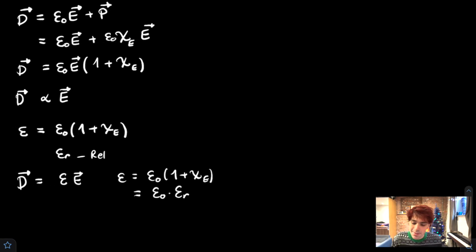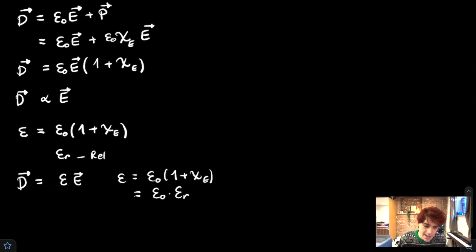D is equal to epsilon naught E plus P, from which you can get things like the relative permittivity, which is the dimensionless permittivity, multiplied by the permittivity of free space. So epsilon with no subscript has the same dimensions as epsilon naught. Epsilon R is just a scaling number. It's a number that scales depending on how dense the dielectric medium is. And again, chi is just a scalar number as well. It doesn't have any dimensions either.